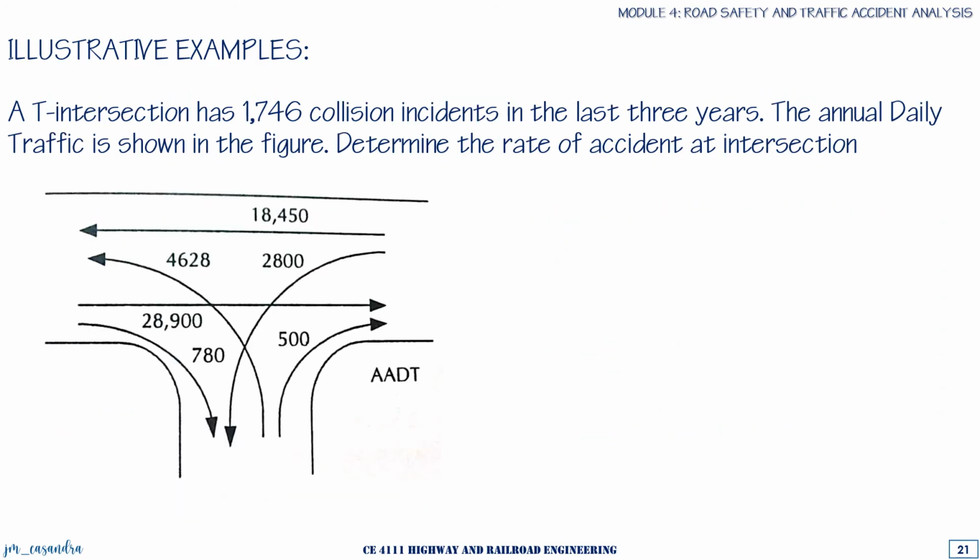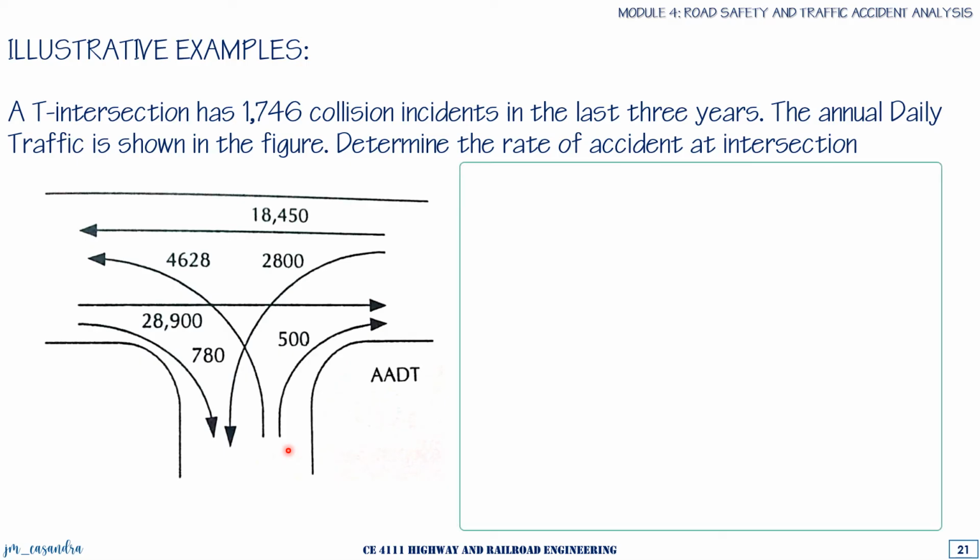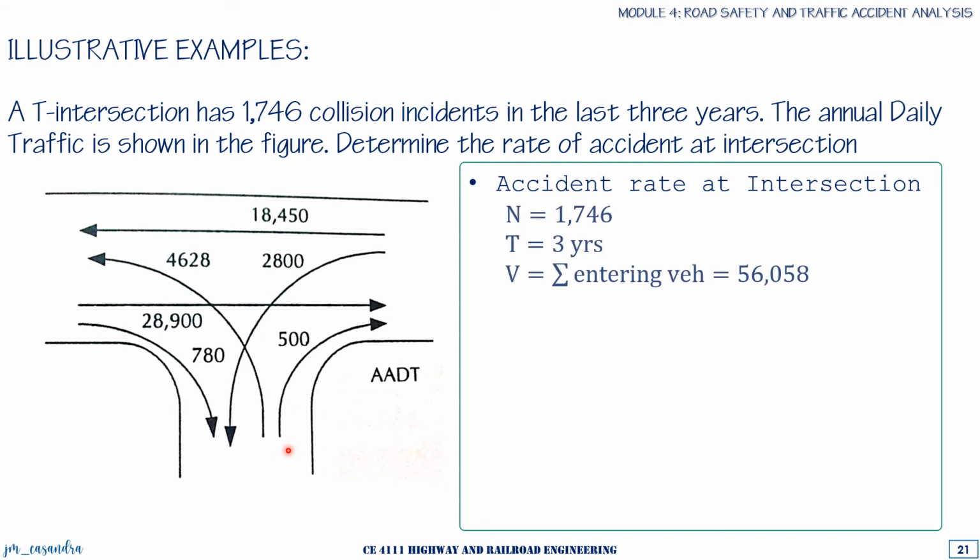So next example, we have a T intersection that has 1,746 collision incidents in the last 3 years. The annual daily traffic is shown in the figure here. Now we determine the rate of accident at our intersection. To solve this, let's summarize first our givens.